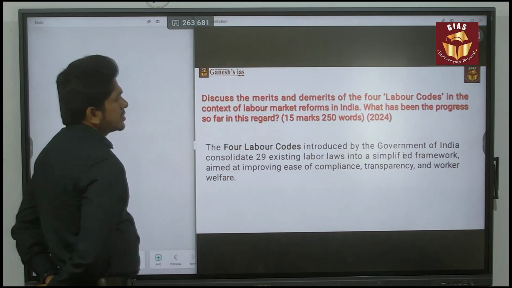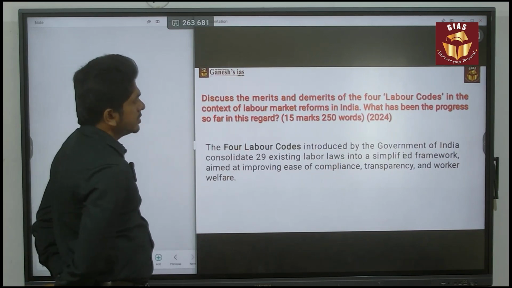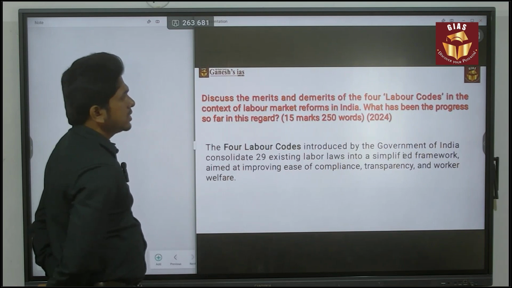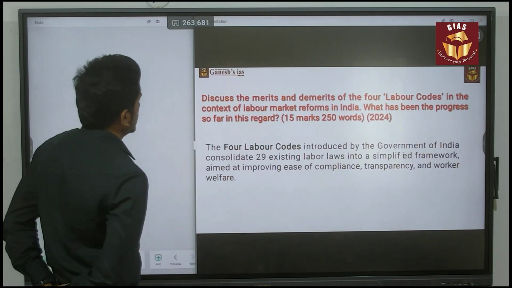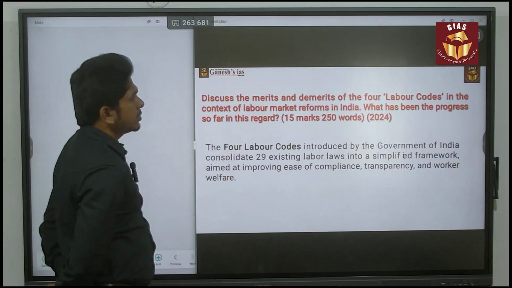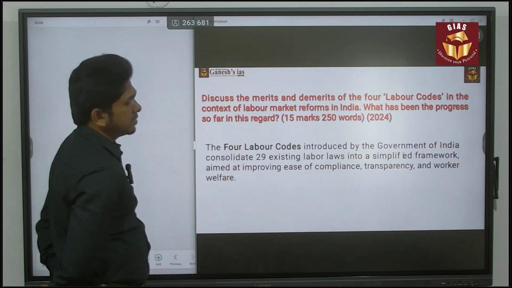This question was asked in 2024, which is the last Mains, and it's a 15-mark, 250-word question. The question is about the labor code. Discuss the merits and demerits of the 4 labor codes in the context of the labor market reform in India. What has been the progress so far in this regard?